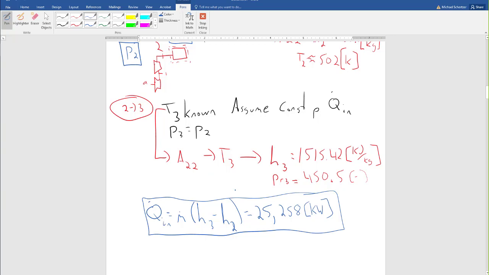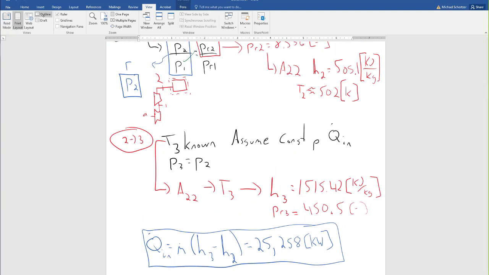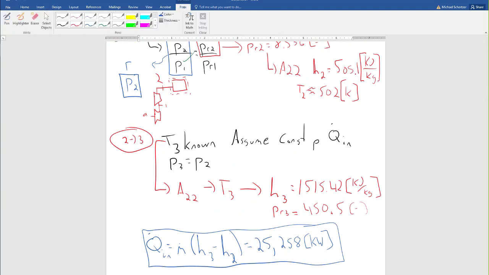Now this next part is the part where people often make mistakes, because the next thing that we do is we go through our turbine.